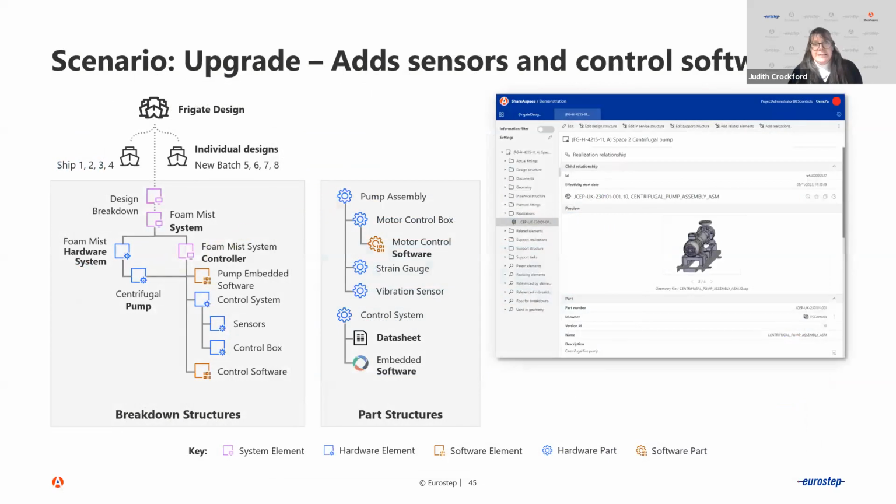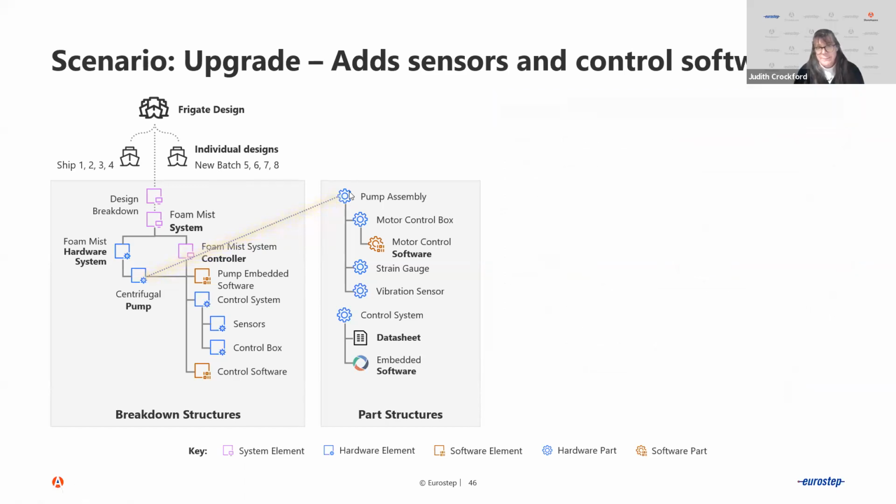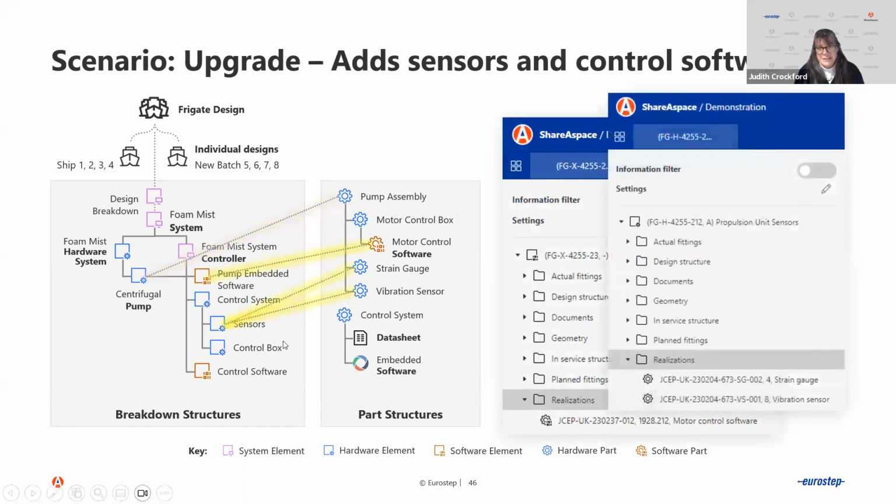Okay, back to the demo. We saw this before: there was a realization relationship between the pump and the pump assembly. Similarly, you can create more realization relationships from this new configuration, this new breakdown. Interesting things here: it doesn't have to be one-to-one. My sensor in my breakdown structure has two realizations. I decided to realize this sensors node with a strain gauge and a vibration sensor.